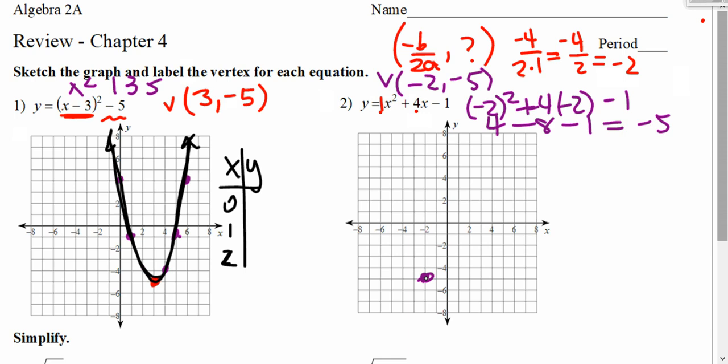Okay, now this positive 1 here means that I'm still going to have my 1, 3, 5 pattern. So I'm still going to go up 1, 1, 2, 3, 1, 2, 3, 4, 5. And draw your curve. That's about as easy as I can make that.